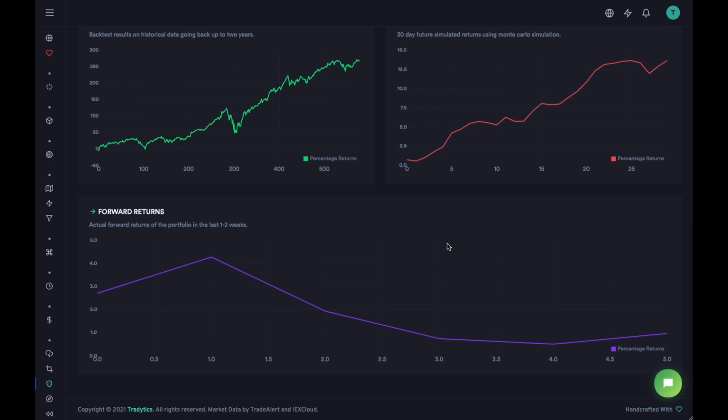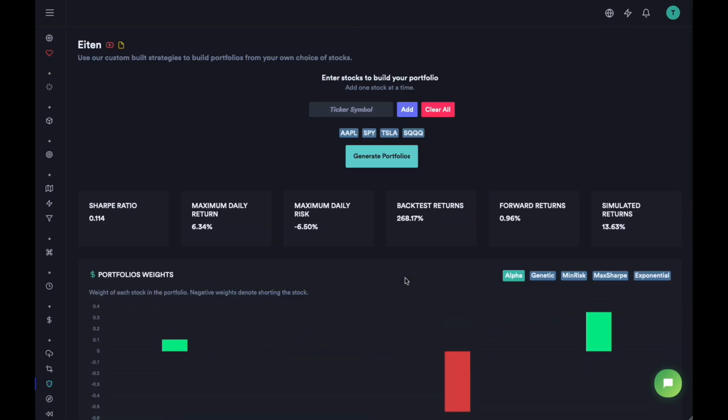If today is May 3rd, April 30th was the last trading day. So if we went into this portfolio on April 23rd, then this would be our results. The Sharpe ratio was 0.11. This is not great. You always want a Sharpe ratio of greater than 0.5.